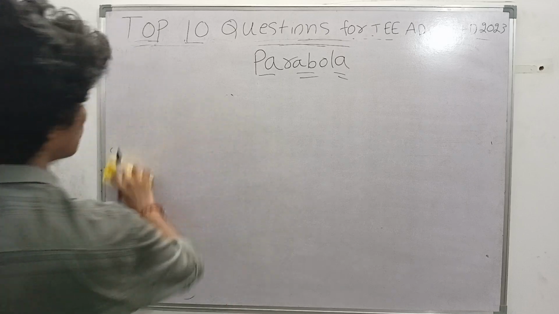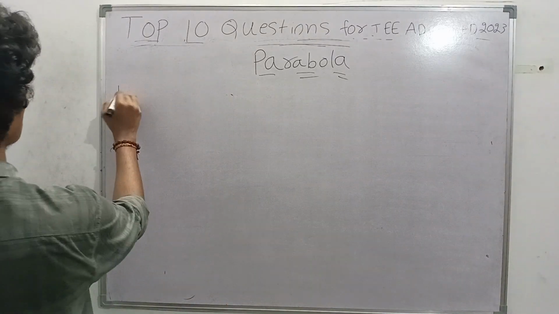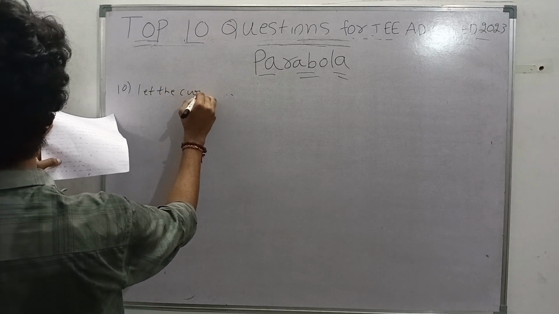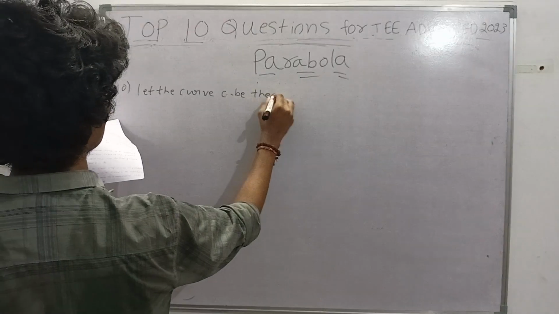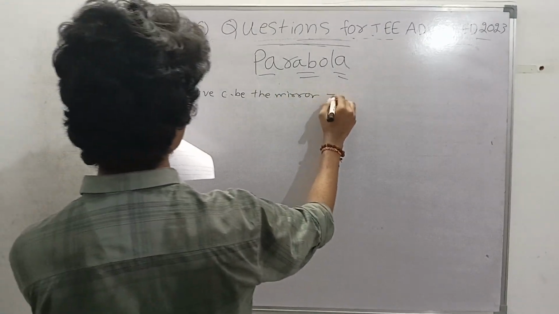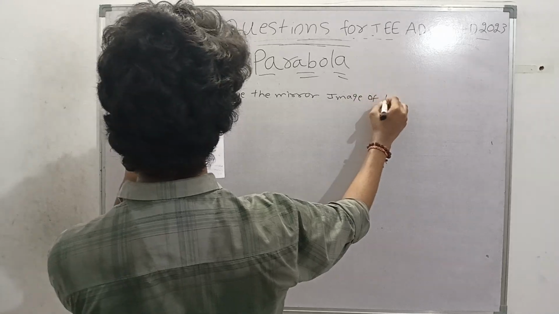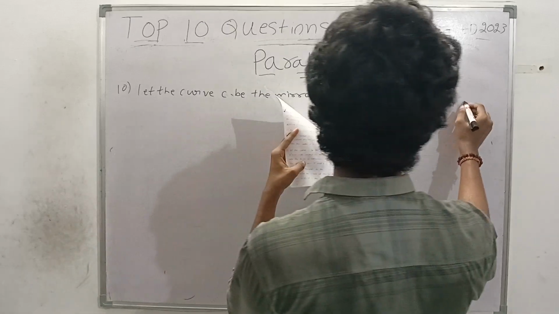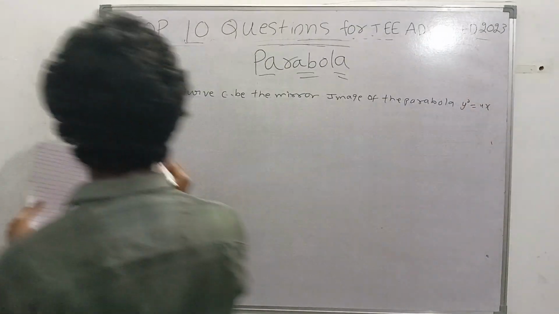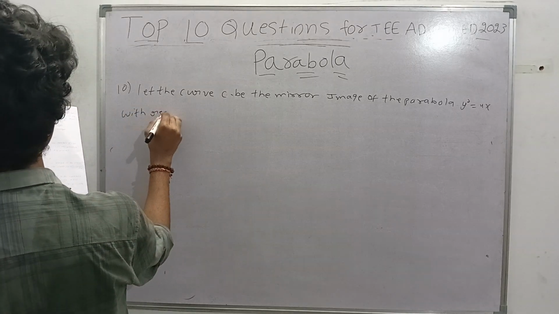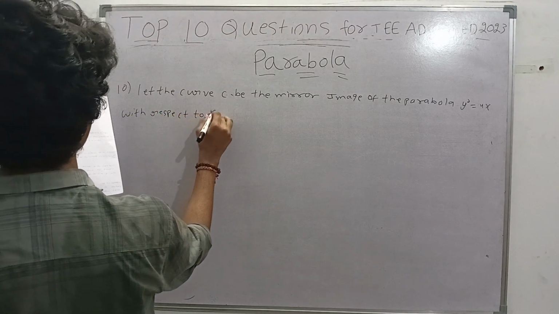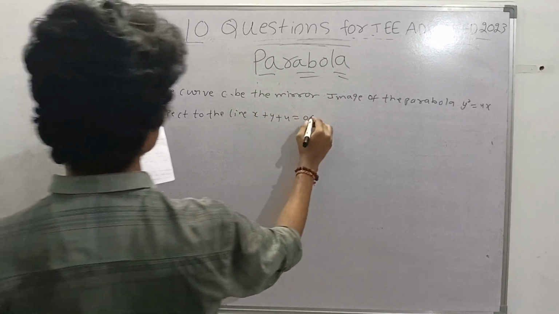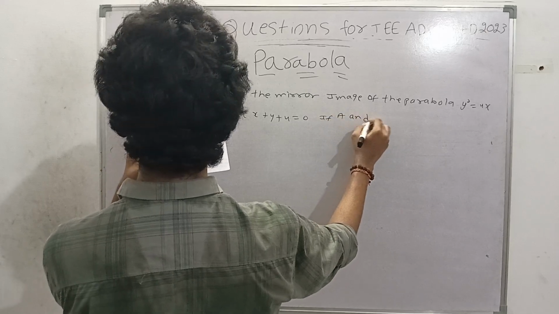Now the last question. That is the 10th question. Let the curve C be the mirror image of the parabola y square equal to 4x with respect to the line x plus y plus 4 equal to 0.